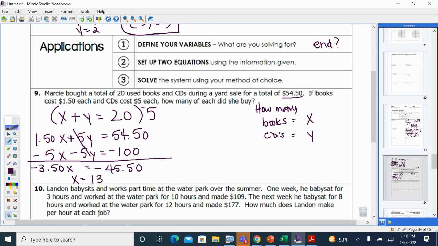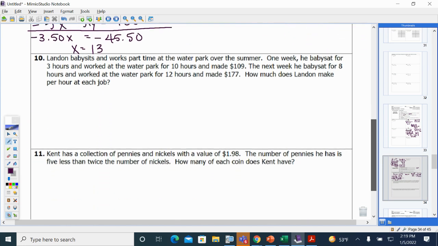So of those 20, 13 of them are books. So if 13 of them are books, 13 plus what is equal to 20? Well, that means that there are 7 CDs. You would do the same thing for the other word problems.